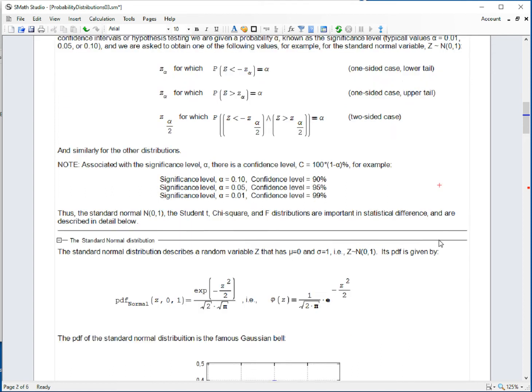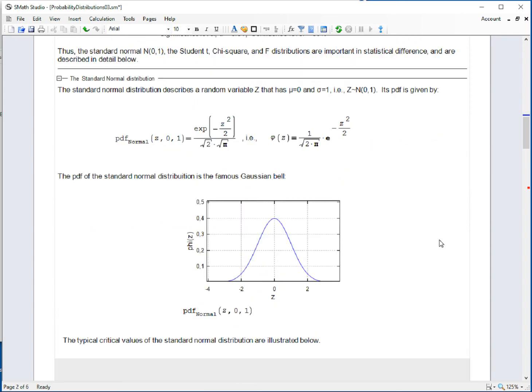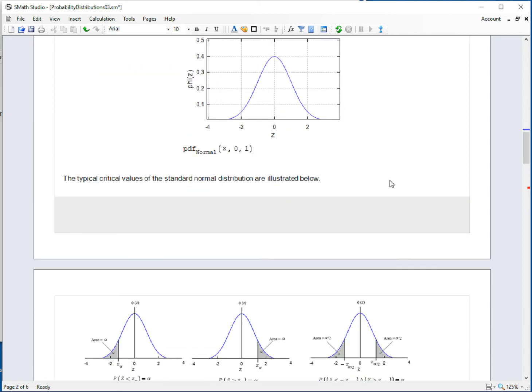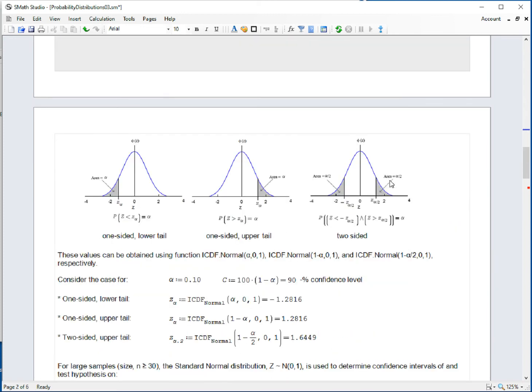And the standard normal distribution has a probability density function, which is given like this. Or if you use the statistical tool package, you can obtain it this way. And when we plot this distribution, we find it's a symmetric curve about 0, and it's called the Gaussian bell or the Gaussian curve, and we're going to use it to obtain critical values.